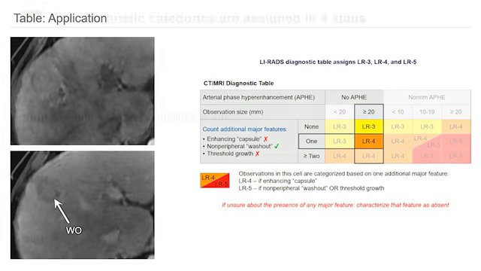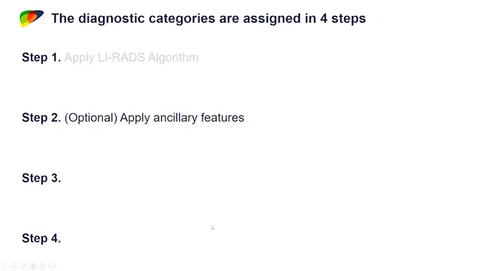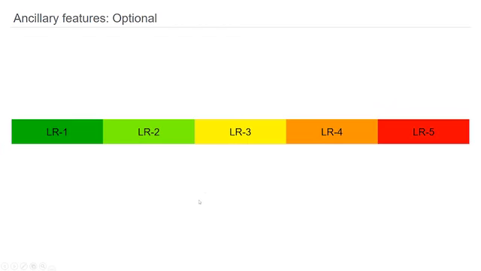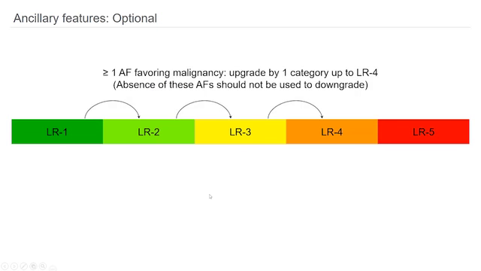So this long discussion was all about the first step in LIRADS application of the algorithm. The next step is optional. We can apply ancillary features to nuance the final category. And if we're going to do it, we're going to follow several rules. If we have one or more ancillary features favoring malignancy, we can upgrade by one category only, with a caveat that we cannot use ancillary features to go from LIRADS 4 to LIRADS 5. So we can upgrade by one category up to LR4.